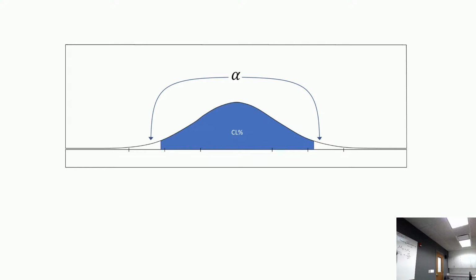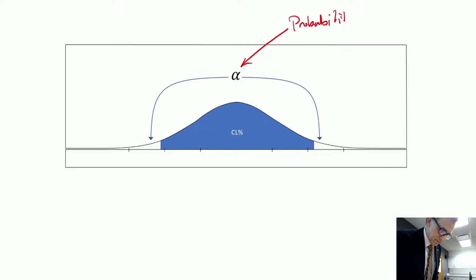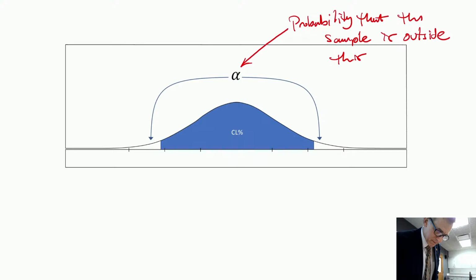Now, we're going to be using alpha quite a bit. Alpha is the probability, in this case, that the sample is outside this, oh, that's such a bad, sorry. I don't like that. I'm going to change this. Let's erase sample. I want to just flip it around. The parameter is outside the confidence interval.